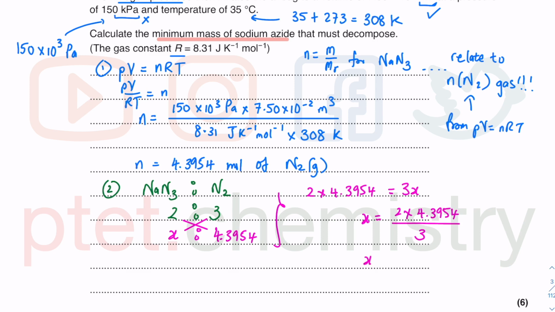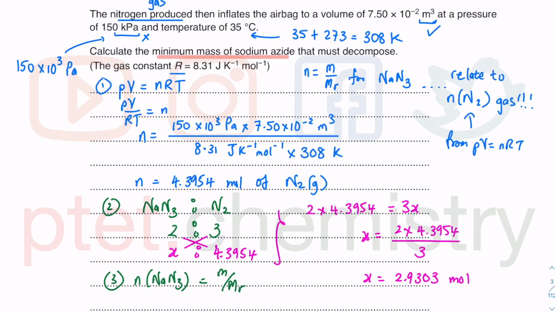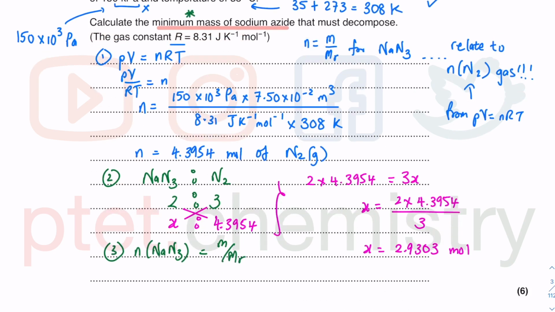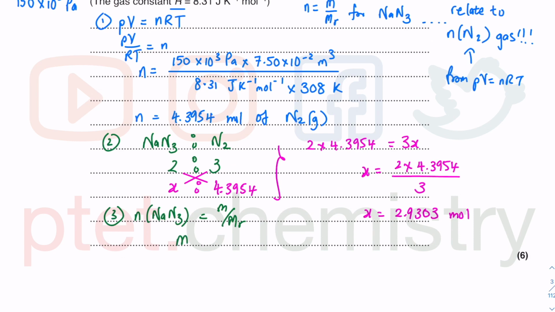And I get X, which is the mole of sodium azide. As I mentioned earlier, the mole of the sodium azide is equal to the mass over the MR. You want the mass of the sodium azide, so this means that the mass is equal to the mole of the NaN3 multiplied by the MR. And of course, we can work out the MR of NaN3. So straight onto the periodic table, 23.0 for the 1 sodium plus 14.0 times 3.